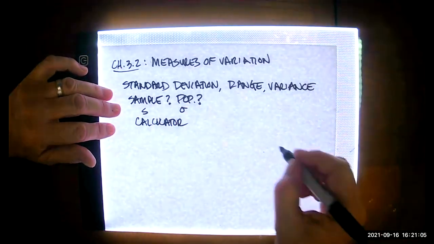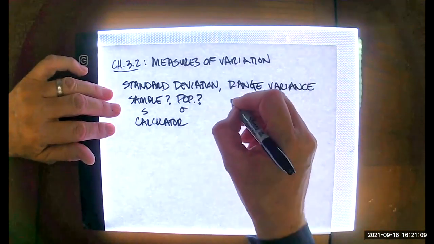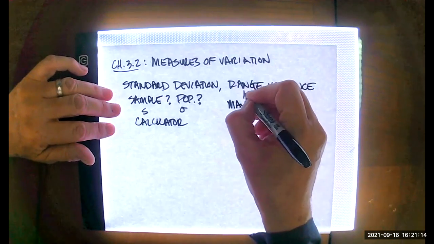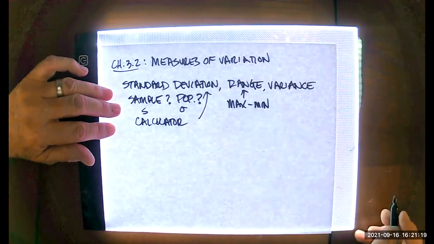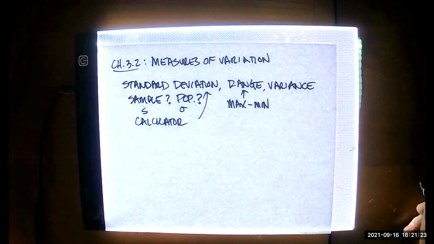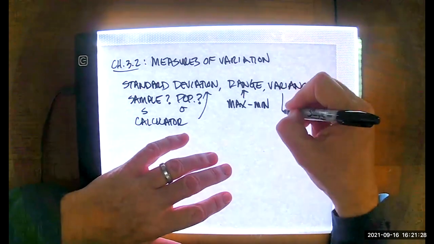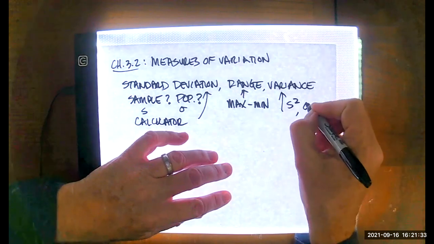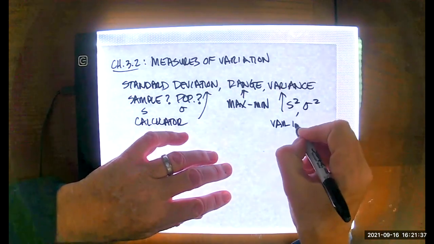The range, we can use our calculator to some degree, but I need a formula. The range is max minus min. So I need a range formula, but I get the max minus min from the calculator when I find my one variable stats. The variance is the one that's most difficult. That's either S squared or sigma squared, and we need the var key to do that.